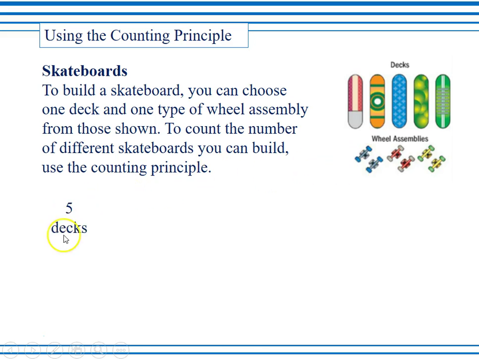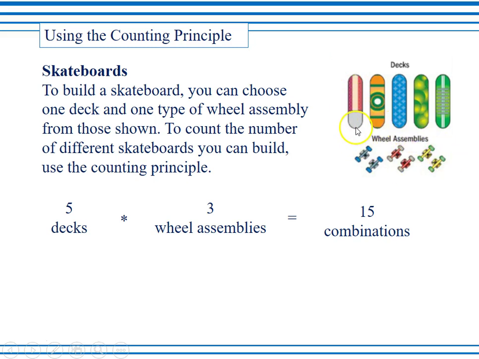So if we took our 5 decks and multiplied it by our 3 wheel assemblies, we'll find out how many different combinations are possible. In this case, there's 15 different combinations. For example, this deck could be matched with these wheels, this deck could be matched with these wheels, or this deck could be matched with these wheels.